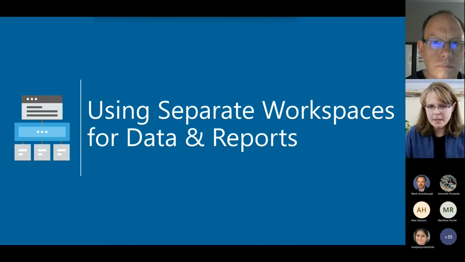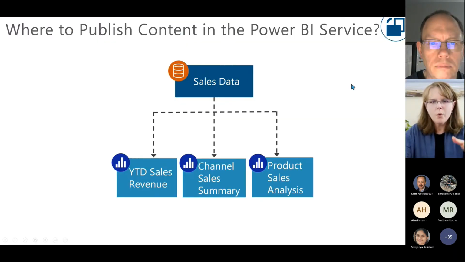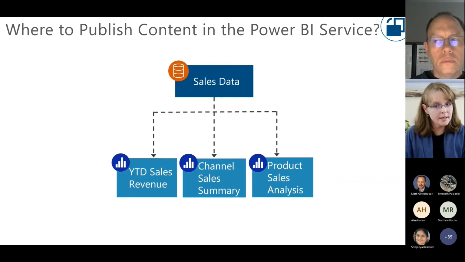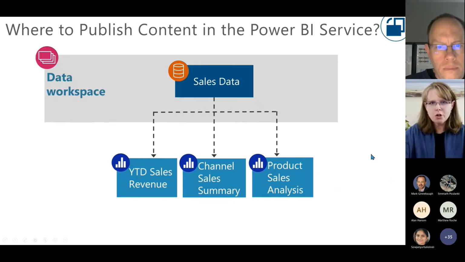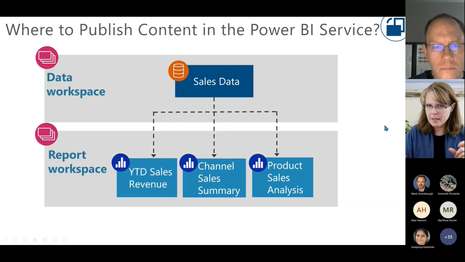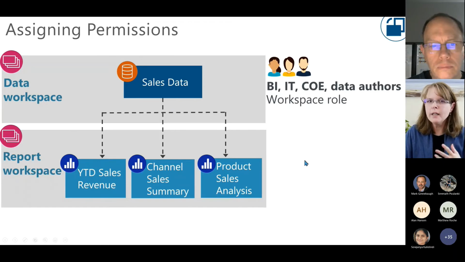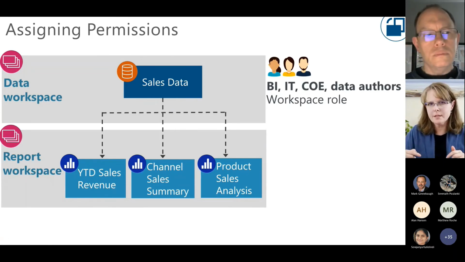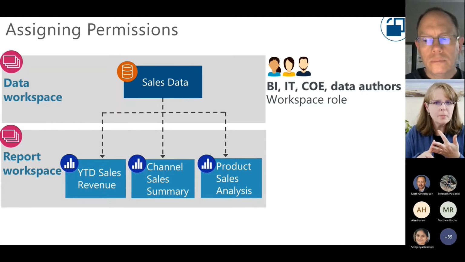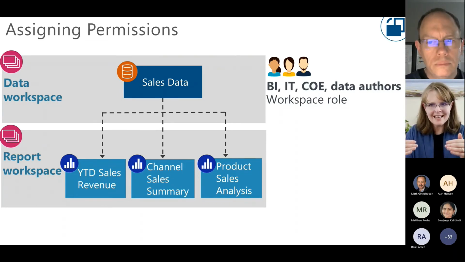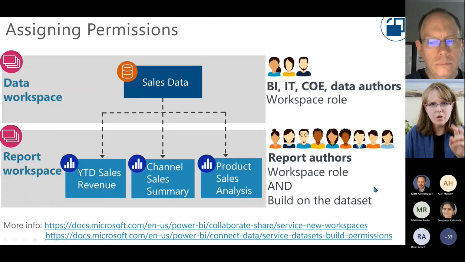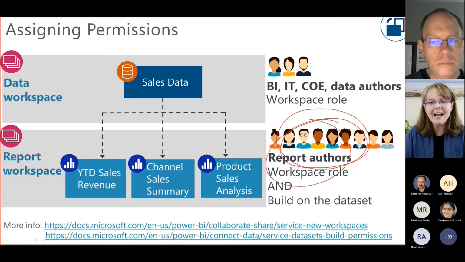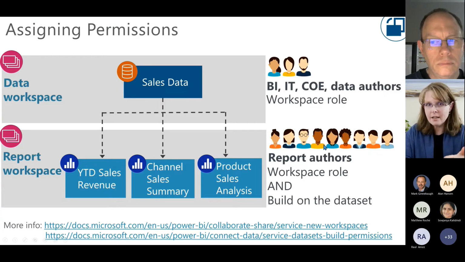Let's talk a moment about separate workspaces. So we know we have multiple levels and we are likely to have different people responsible for maintaining each level. So where do we publish this content? I propose that we have the notion of a data workspace and a reporting workspace. Here's why. It really comes down to permissions. On the data workspace, you have to give a workspace role, admin, member, or contributor, to whoever's going to manage that data. And on the report workspace, you do the same thing, admin, member, or contributor, for whoever your report authors are. And there's usually a lot more of them than there are data editors.